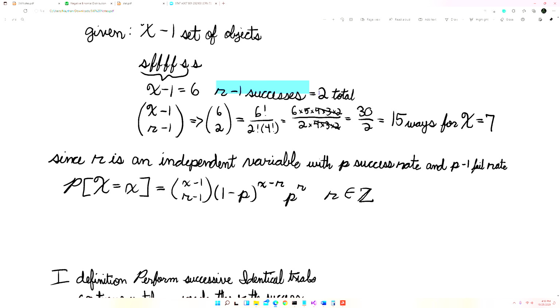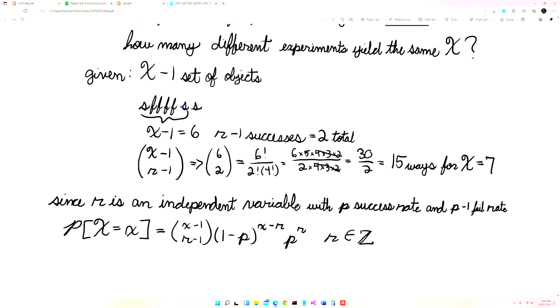r minus 1 successes equals 2 total. So we know that there's going to be 2 total successes. All that we have to do is take r minus 1, because we have already accounted for that last third one, right? So r minus 1 is 2. I know there's going to be 2 successes over here out of these 6 different things. So we do 6 choose 2, which if you don't know is 6 factorial divided by 2 factorial times 6 minus 2 factorial, 4 factorial. And we get 30 divided by 2, which is 15 different ways for us to get x equals 7.